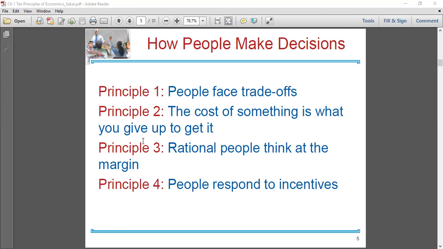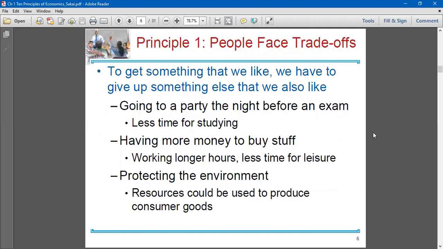And then the fourth principle is that people respond to incentives. Okay, when we talk about incentives, we are just talking about something that will cause you to take an action, or something that causes you to act. So these are the first four principles out of the 10. So we'll take them one after the other and know what they actually do. Okay. So let's look at the first one, principle one.